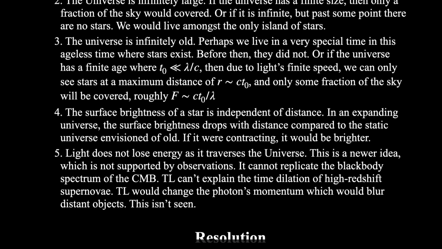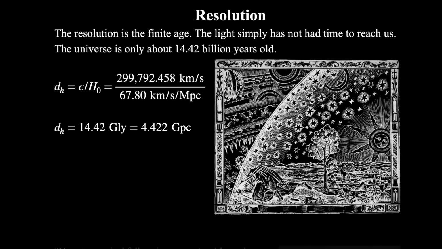So how is Olbers' Paradox actually resolved? And I'm just going to give it away. The resolution is principally due to a finite age of the universe. The light from the horizon distance simply has not had time to reach us yet.